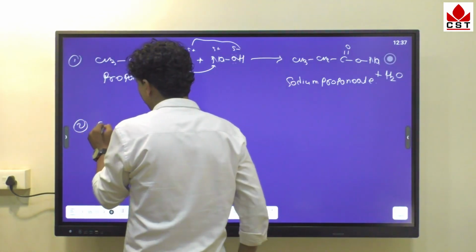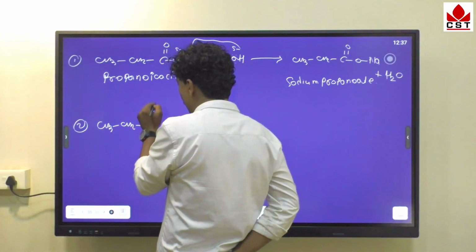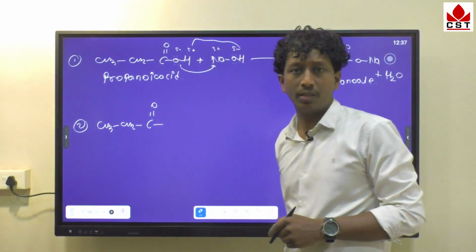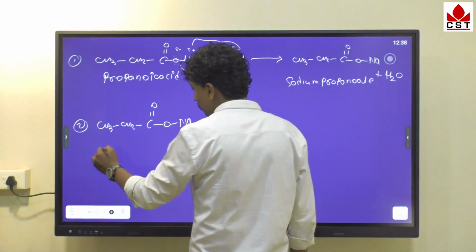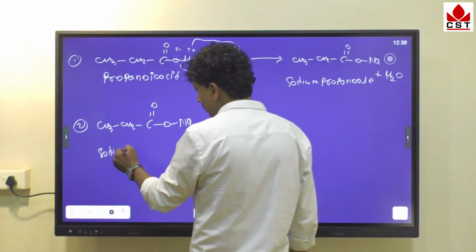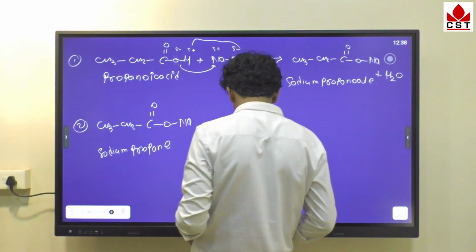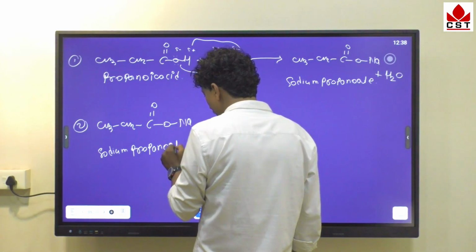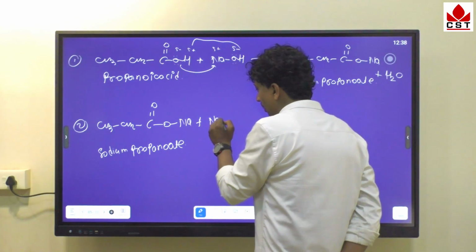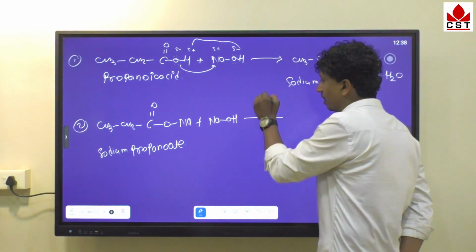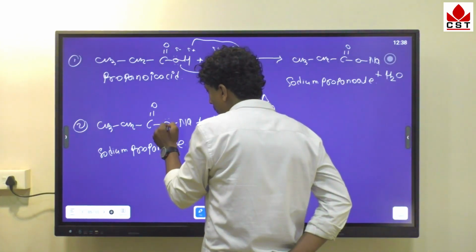Then in the second step of that reaction, there is CH3CH2C double bond O, O and Na. It is a sodium salt: the 3-carbon chain is propane, replacement of E of propane by OH. The compound is called sodium propanoate. On treatment with sodium hydroxide, heated with CaO, the O contains a lone pair.